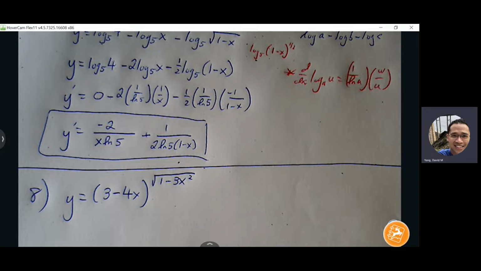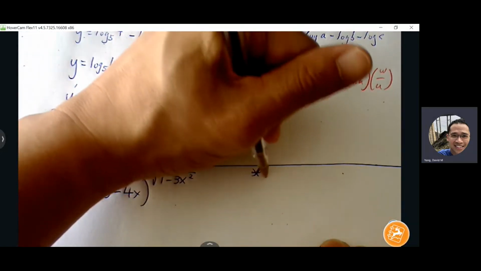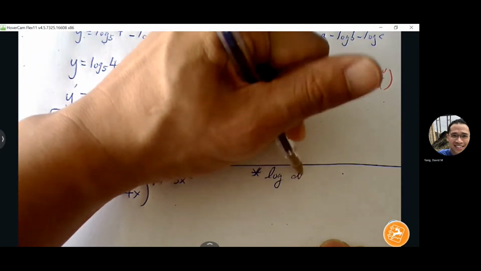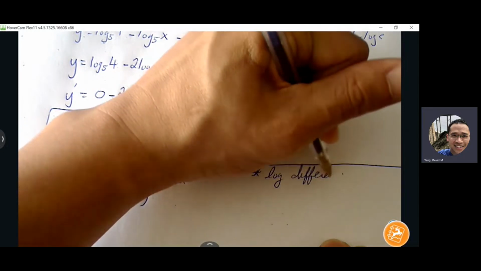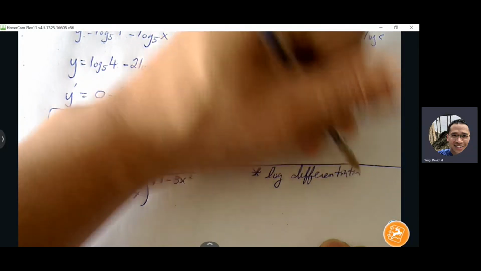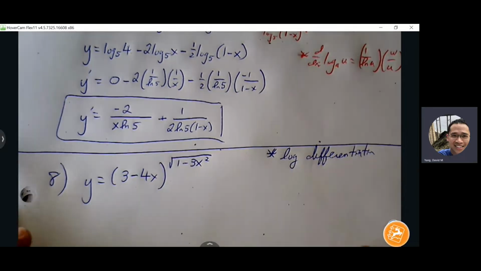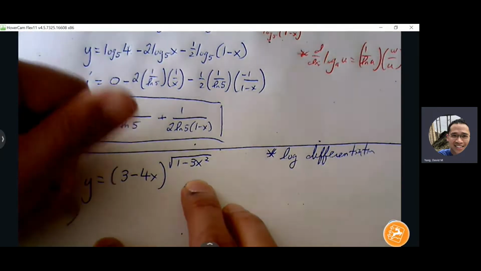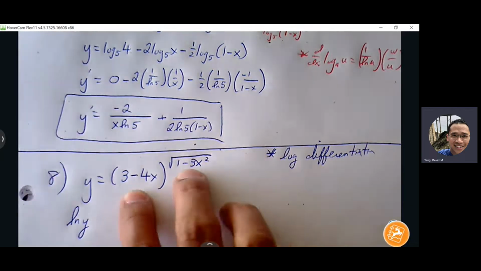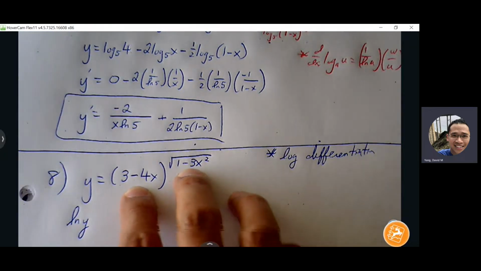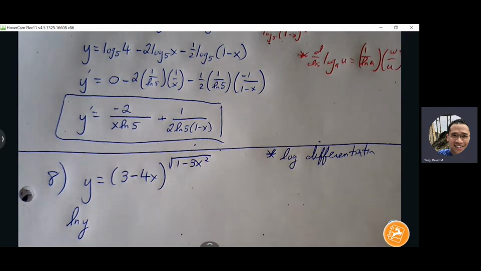This is log differentiation, right? So we gotta take the log of both sides because we don't really have a way of dealing with this exponent. But if I can get that exponent down to the base level, then I'll have some rules opening up for me to use. So we'll take the natural log of both sides. Because we don't have a rule for this, right? This is not power rule. This is not chain rule. This is not a to the u rule.